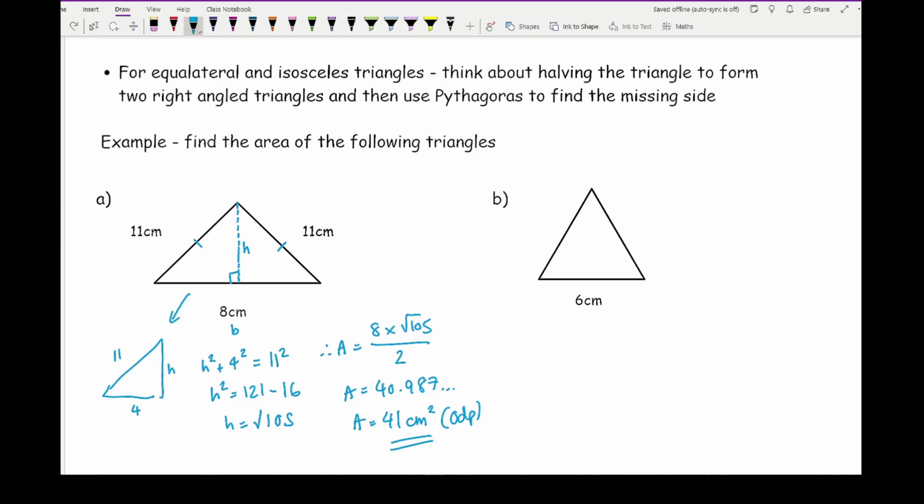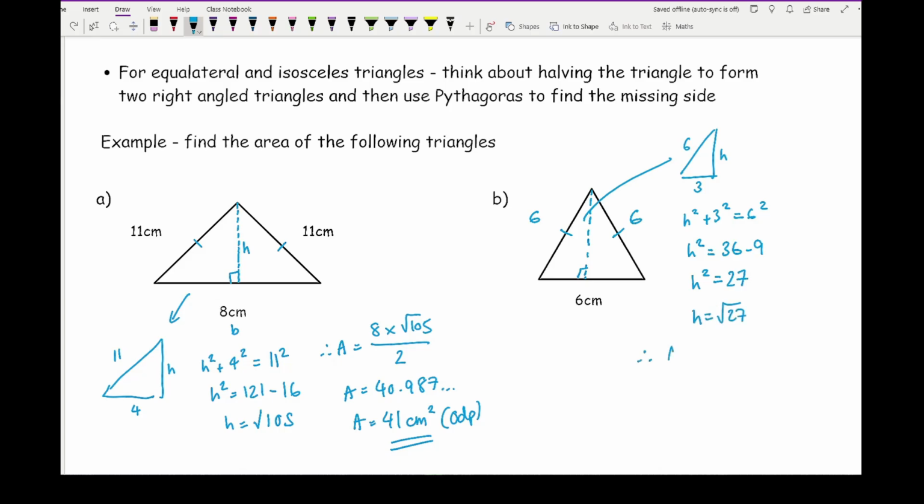Now for B, we've got an equilateral triangle in which those two sides should be marked. So that's going to be 6, and that's going to be 6, in which if I halve that triangle again, and I take this right angle triangle out, then this is going to be 3, and that is going to be 6, and this is my height. So using this triangle, we get h squared plus 3 squared equals 6 squared. H squared equals 36 minus 9. So h squared equals 27. So h equals the square root of 27.